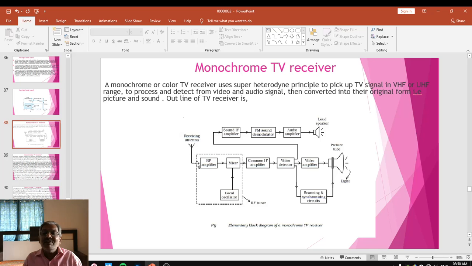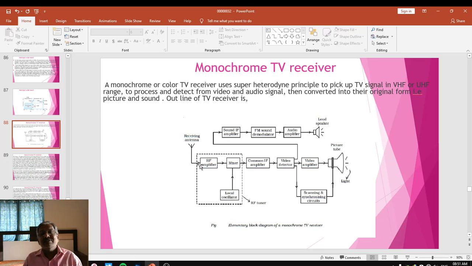Then the signal is given to the first block of the monochrome television receiver, known as the RF tuner. It makes use of three blocks internally: one is the RF amplifier, second is a mixer, and third is a local oscillator. The RF amplifier is composed of several stages of amplifiers to amplify the incoming signal to the required voltage level. Almost 40 dB gain is generated by the RF amplifier. Its bandwidth is so adjusted that it occupies almost all the signals received by the receiving antenna.